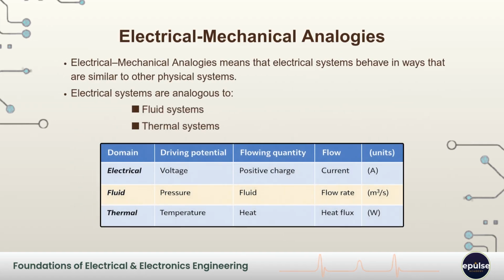Finally, let's talk about electrical-mechanical analogies. Electrical systems behave in ways that are similar to other physical systems. For example, electrical systems are comparable to fluid systems and thermal systems. In fluid systems, voltage acts like pressure, current is like the flow rate of water, and resistance is like the narrow pipe restricting the flow of water. Similarly, in thermal systems, heat flows due to temperature difference, just like current flows due to voltage difference.